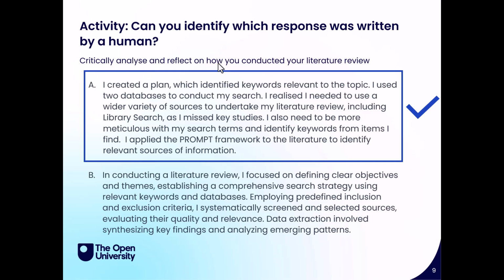ChatGPT provides a general description of how a literature review might be undertaken. Although it uses I, which is misleading, it is still quite a vague statement. It doesn't give anything really specific. It's factual. The AI generated text also feels quite impersonal, even though it is talking in the first person. It also uses American English spelling of the words synthesizing and analyzing.